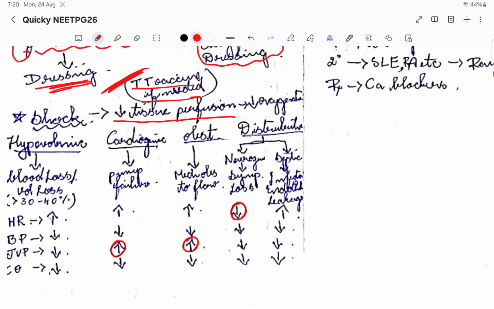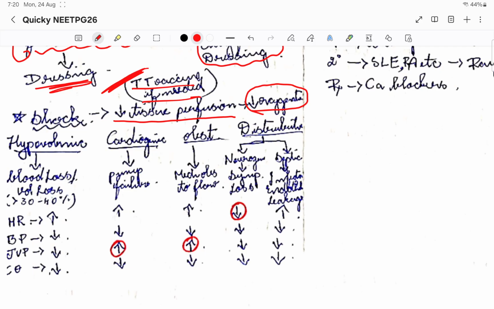If tissue perfusion is not there, then there will be reduced oxygenation of that particular tissue, right? So this is what happens in shock. Don't confuse shock with anemia, because anemia is different and shock is different. Here the tissue perfusion is affected, whereas there the hemoglobin system is affected with respect to anemia. Okay, so the oxygen carrying capacity is affected.